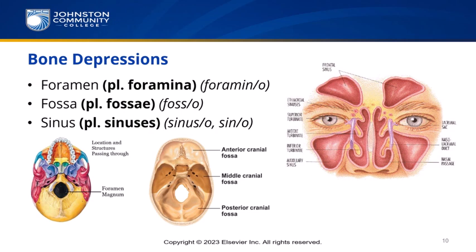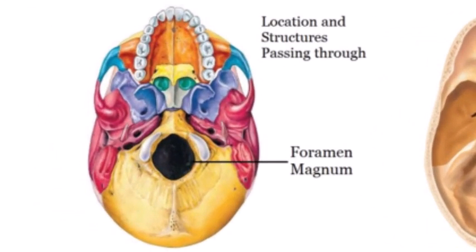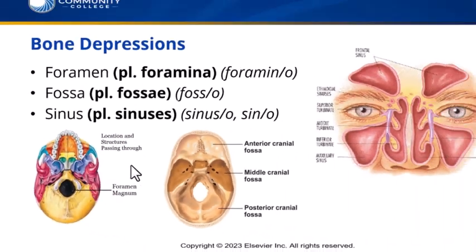Next, let's look at some examples of bone depressions. Any groove, opening, or hollow space is called a depression. Here you can see we have foramen. The plural is foramina, or the combining form is foramino. And you can see from this image I have below, right here is the foramen magnum. This is where your spinal cord and your brainstem are able to meet and interact.